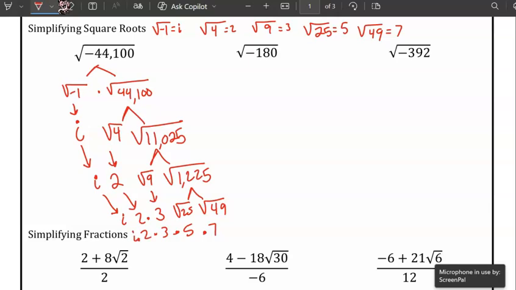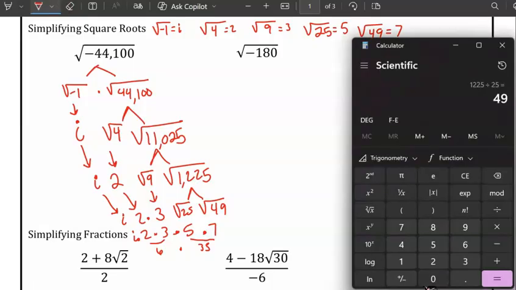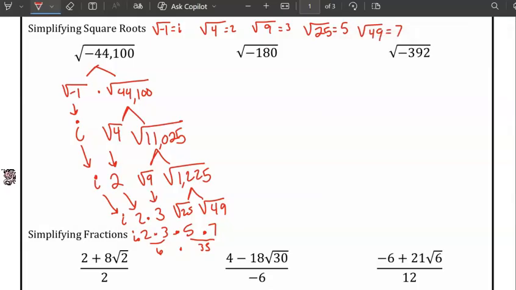We'll multiply all of these together. 5 times 7, we get 35. 2 times 3, we get 6. And then we're going to have 6 times 35. 210. 210i would be your simplified square root. In this case, it was a perfect square.